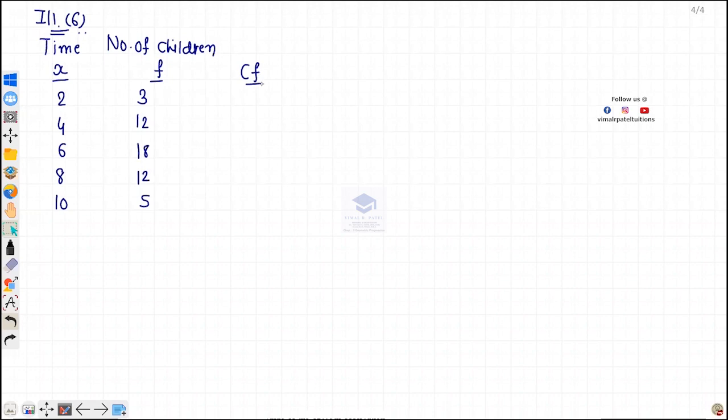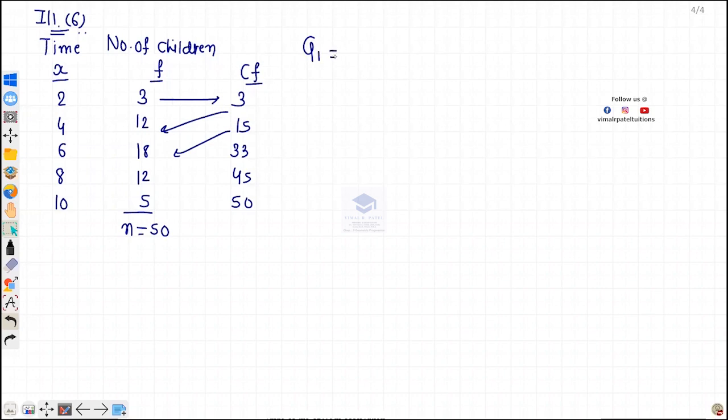Whether it is a discrete or continuous frequency distribution, to find out median, quartile, decile, percentile, first of all you have to find out cumulative frequency. So first is 3, then 3 plus 12 is 15, 15 plus 18 is 33, then 33 plus 12 is 45, and plus 5 is 50. Your N is 50.